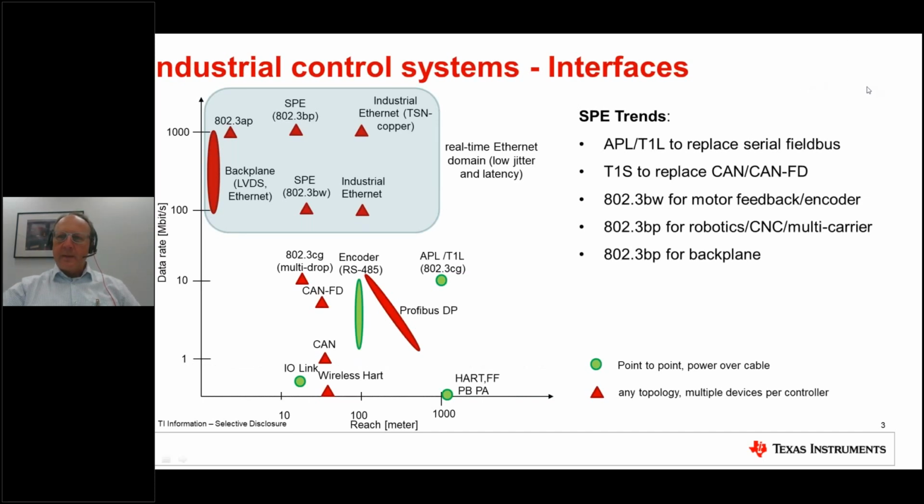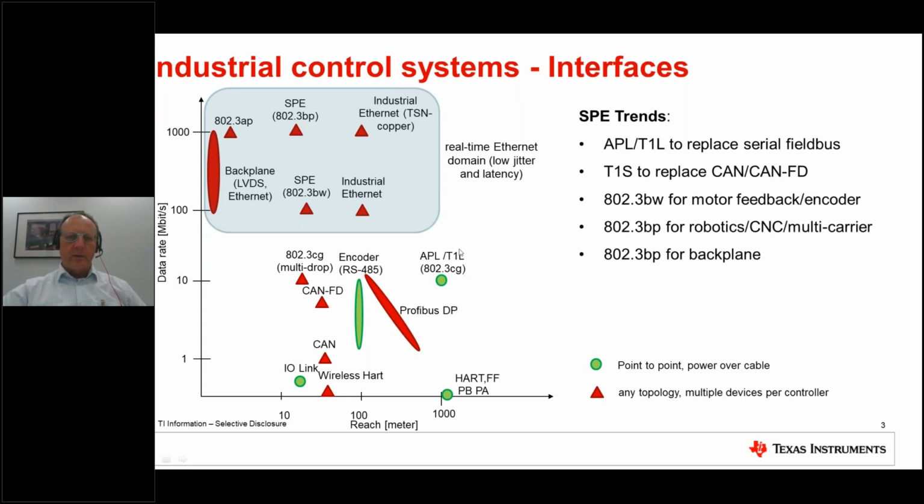So here is, I need to move that a little bit. Here is the landscape of interfaces in industrial control systems. We map these interfaces by data rate over reach. The discussion so far has been on process industry going 200 meters, 1000 meters using field buses, 4 to 20 milliamps, or Profibus PA, with very limited data rate. It's a point-to-point connection with power over the same cable.